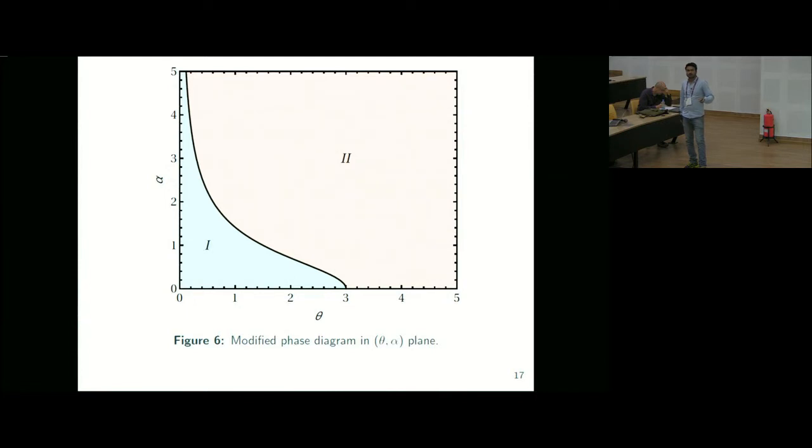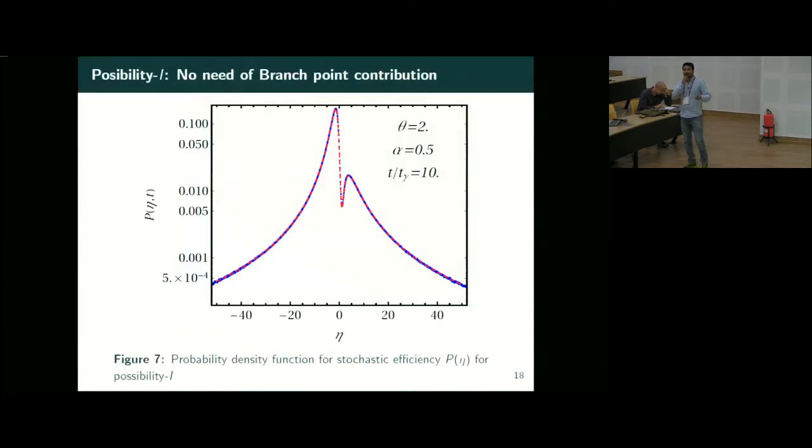So in this region, I don't need the branch point contribution, but in this region, I need the branch point contribution. So in possibility one, there is no need of the branch point contribution. I'll just take the saddle point solution, put it here, and compare it with the numerical simulation. It matches exactly.